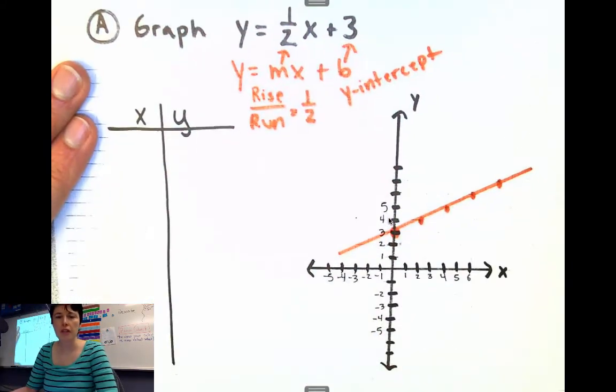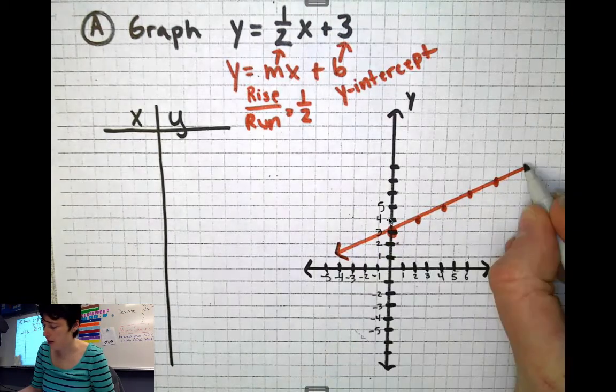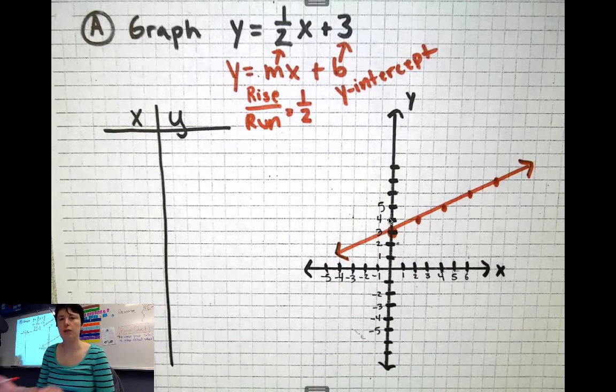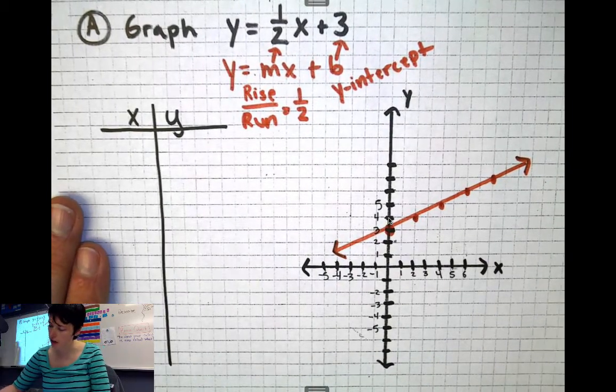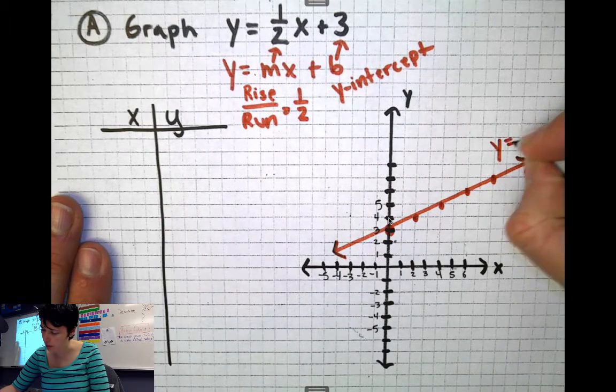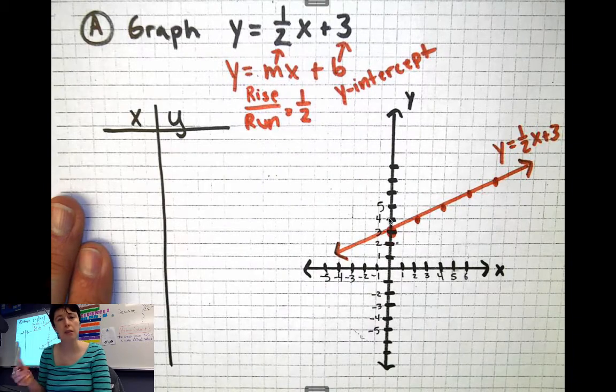And then if I'm going for a good quality line, I'm going to make sure that I show that this line goes forever and ever in both directions. I'm going to draw some arrows. I'm also going to do a couple of other things. I'm going to make sure that I write the equation y equals 1 half x plus 3 next to the line somewhere. I'm going to label it.